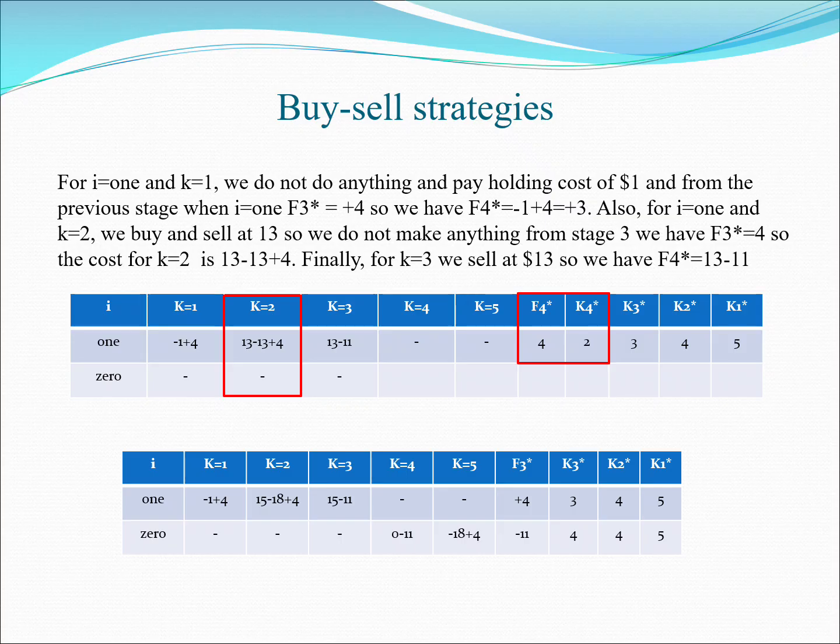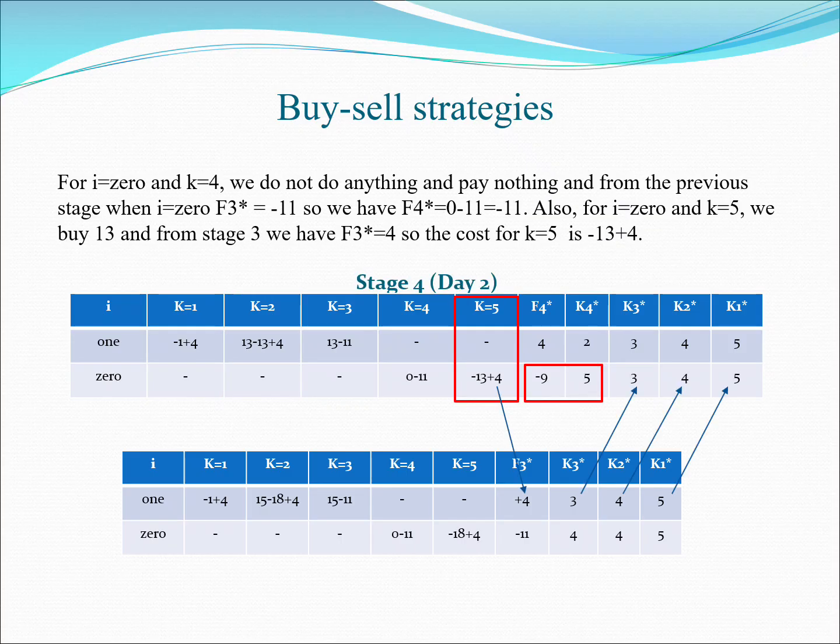Also, for I equals 1 and k equals 2, we buy and sell at 13, so we do not make anything from stage 3. We have f3 equals 4. So the cost for k equals 2 is 13 minus 13 plus 4. Finally, for k equals 3, we sell at 13. So we have f4 equals 13 minus 11.